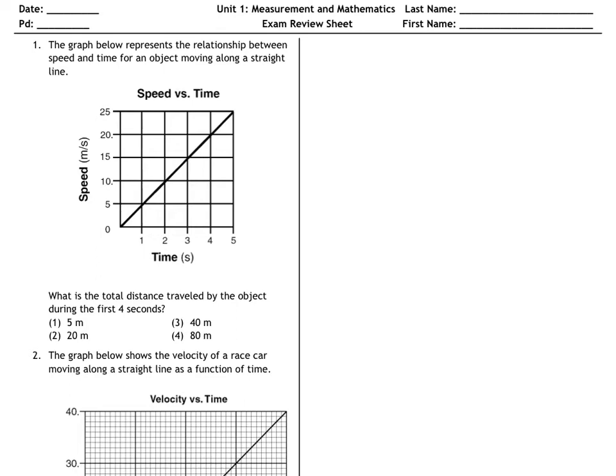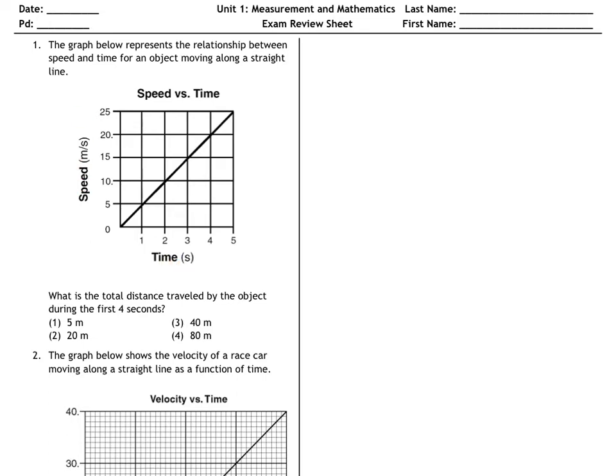The graph below represents the relationship between speed and time for an object moving along a straight line. The question actually asks for the total distance traveled by the object during the first 4 seconds. So just from this time period up to second number 4, not including second number 5. And they want to know distance. And if you look at these two axes, we have speed and we have time. We do not have distance.